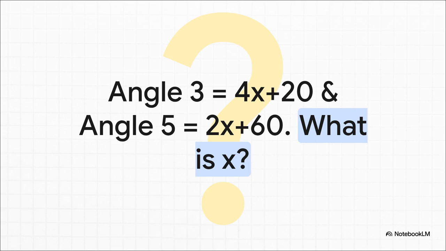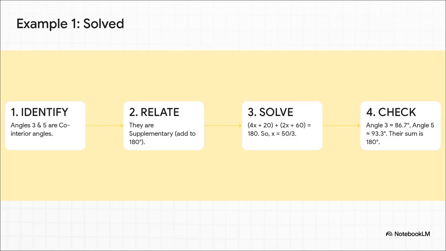Always figure out the relationship between the angles. Okay, let's walk through this together. Step 1. Identify. We look at angle 3 and angle 5. They're inside the parallel lines and they're on the same side. That makes them co-interior. Okay. Step 2, relate. What's our rule for co-interior? They're supplementary. They add up to 180.